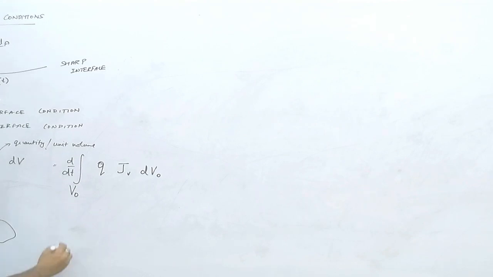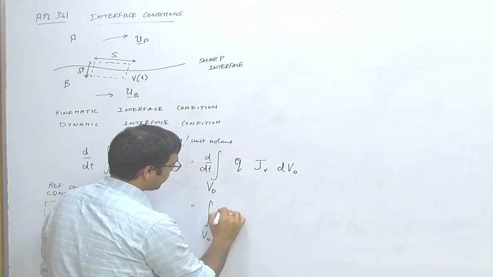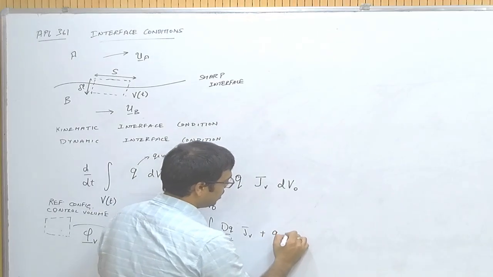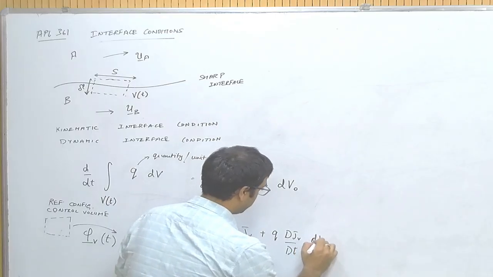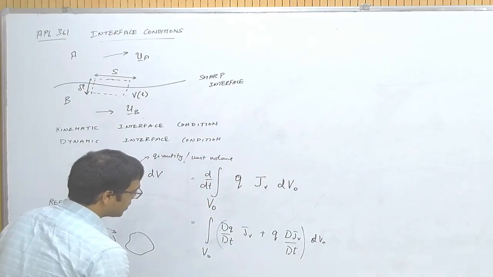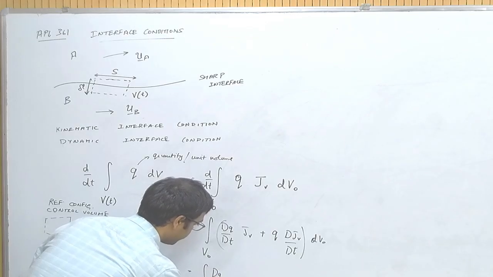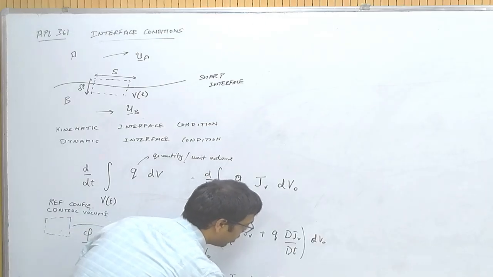Okay, something like this. And then when you take the time derivative inside, you will see that you get dq over dt times JV plus q times dJV by dt times dV naught. Again, this dJV by dt is basically equal to q times del dot.